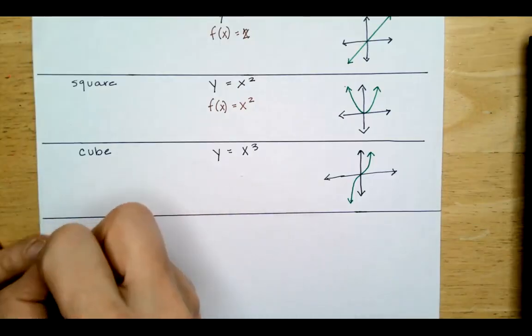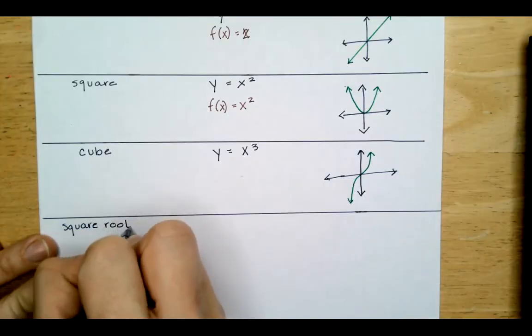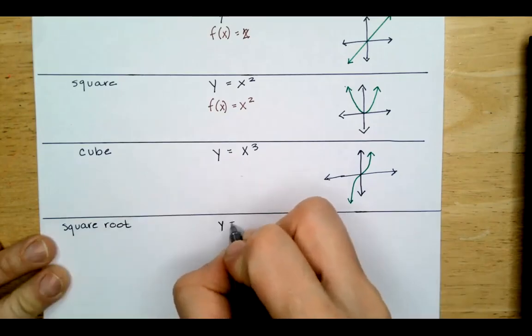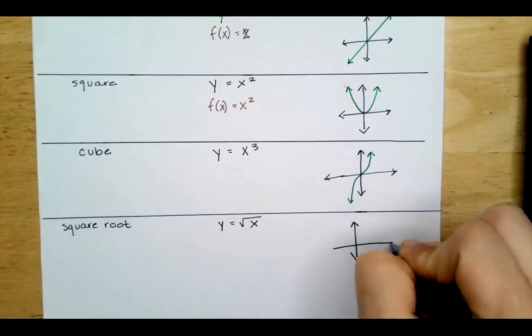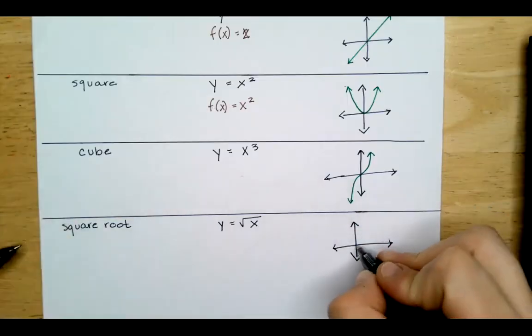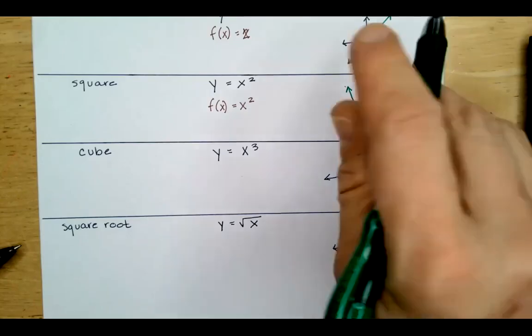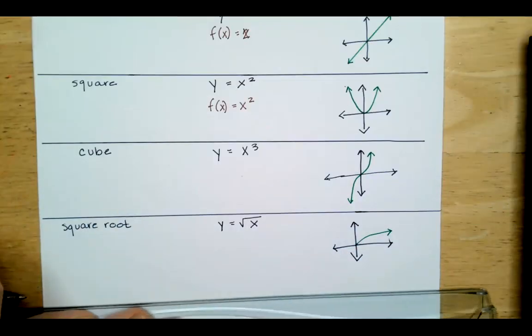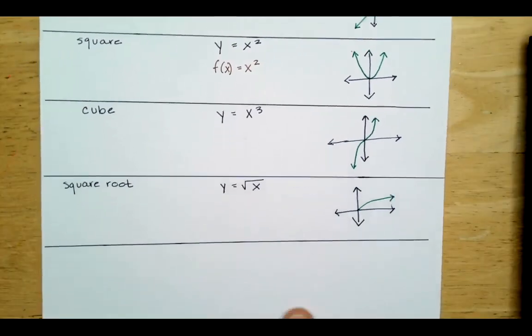Then square root. Square root function, y equals the square root of x. Remember that that's only in this quadrant, and it looks like half of this, looks like we moved that over and cut off half of it, okay? Then we have absolute value.